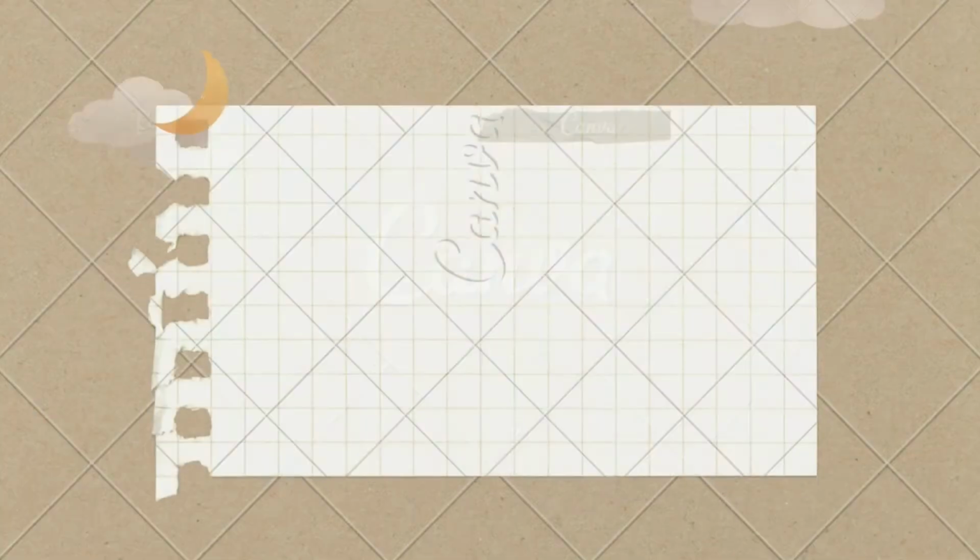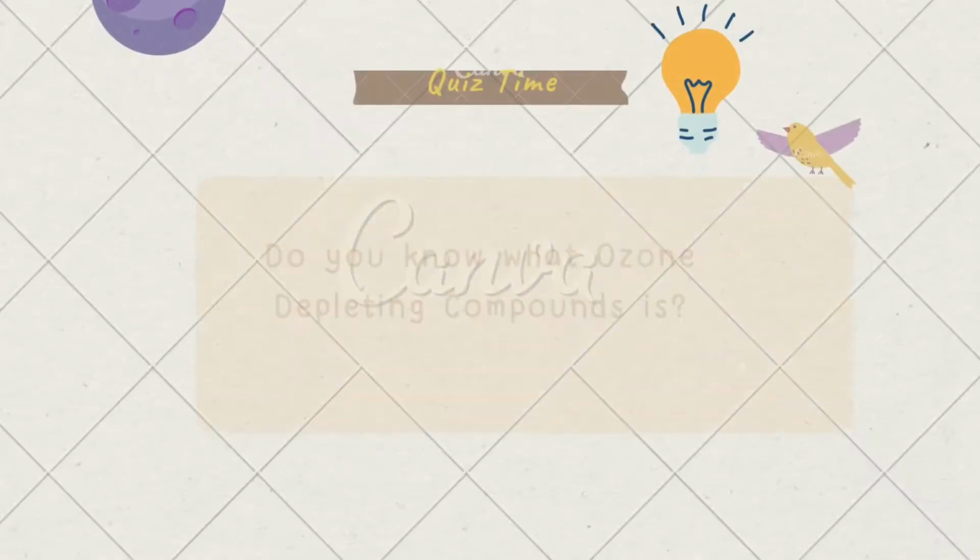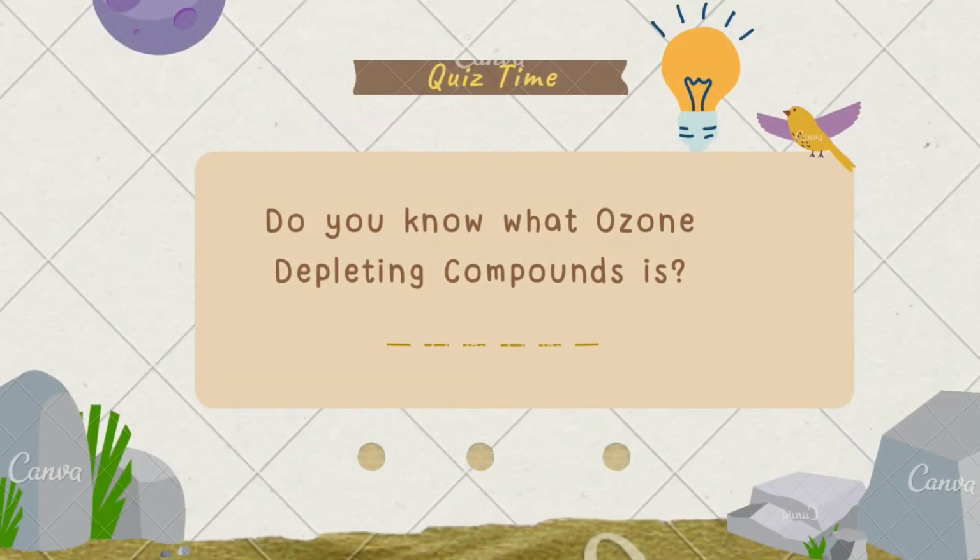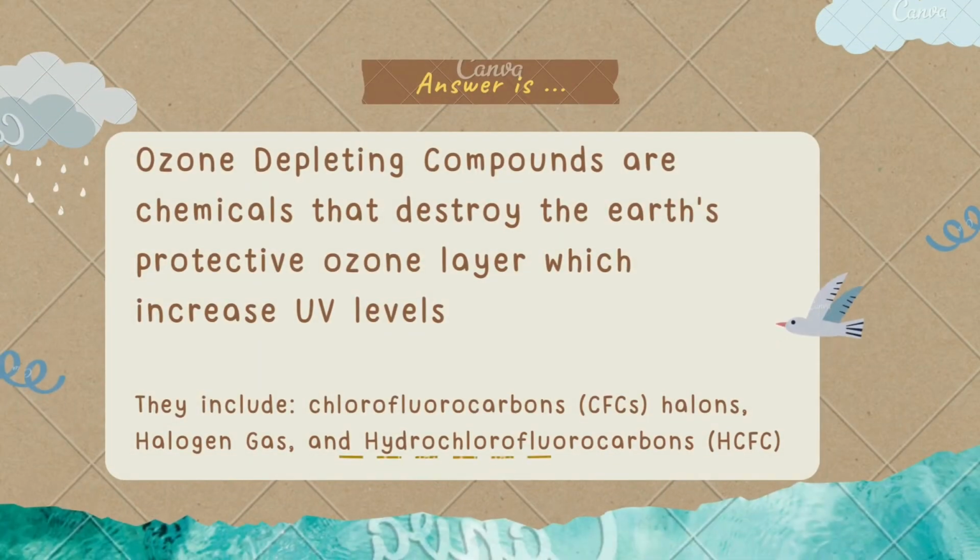As you can see here, the Earth shaded in blue colors shows the ozone depletion in the southern hemisphere in 2006. Ozone depleting compounds. Do you know what ozone depleting compounds are? Ozone depleting compounds are chemicals that destroy the Earth's protective ozone layer, which increases UV levels. They include chlorofluorocarbons or CFCs, halons, halogen gases, and hydrochlorofluorocarbons or HCFCs.